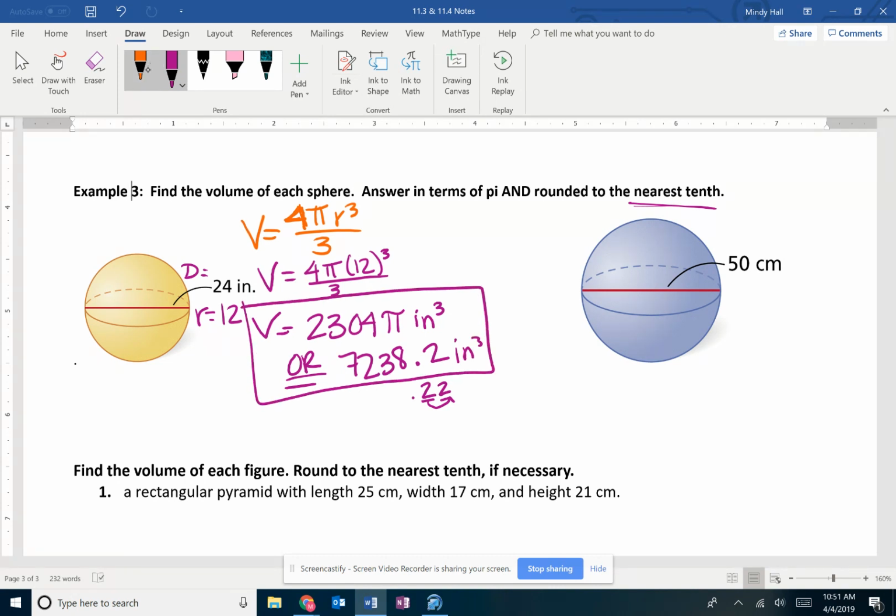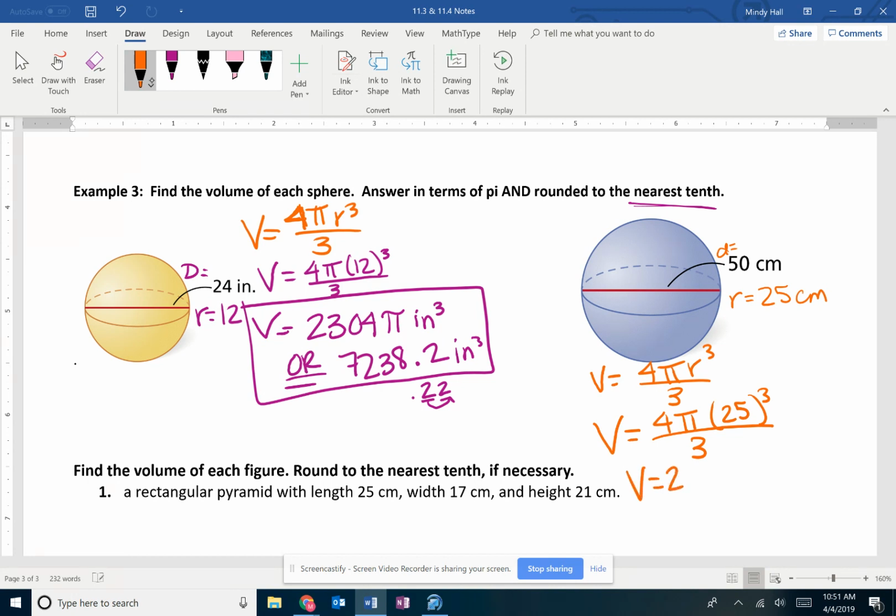Okay. For this next one, again, they are using the arrow to say that that entire line is the diameter. So that means my radius is 25 centimeters. So plugging into the formula, 4 pi r cubed divided by 3, we would plug the 25 in where the r is, so 25 cubed divided by 3. Then when you multiply it all out and divide by 3, that would give you a volume of 20,833.3 pi. And even though it's a decimal, you can still put the pi after there.